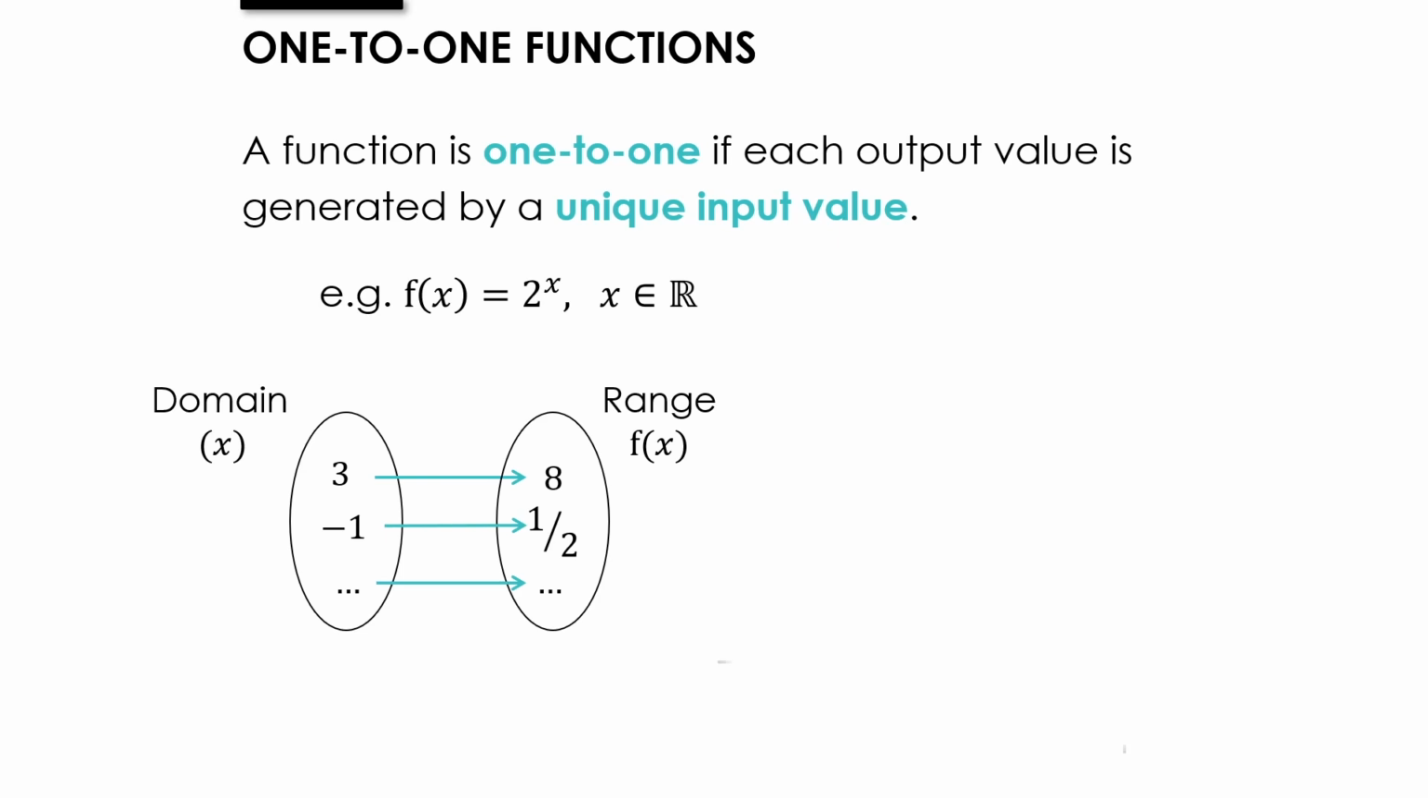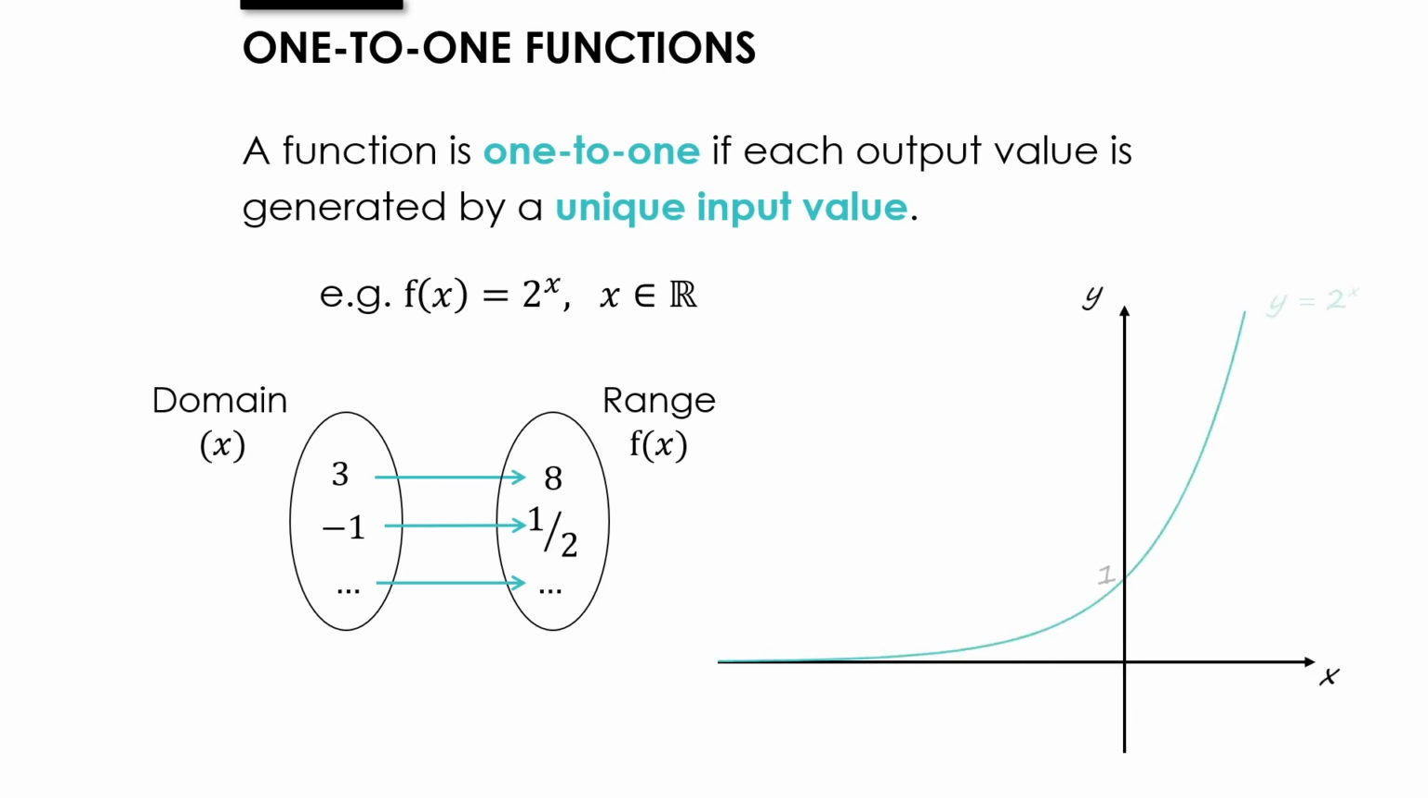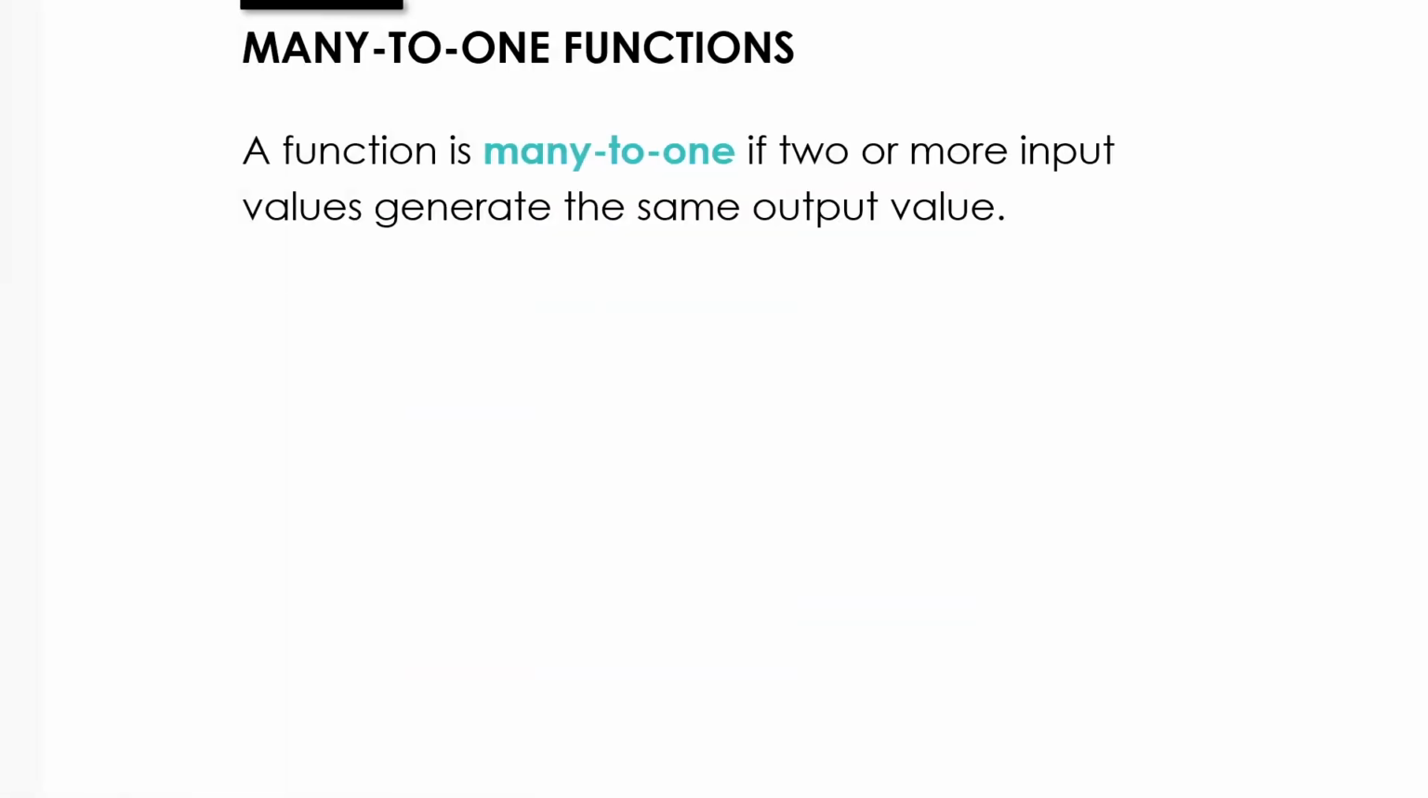We can perhaps see why this might be if we look at the shape of the curve. Notice that for the curve y equals 2 to the power of x, it's always increasing across the whole domain. If a function is always increasing or always decreasing across the whole domain, that means it will be a one-to-one function. Next, let's take a look at many-to-one functions.